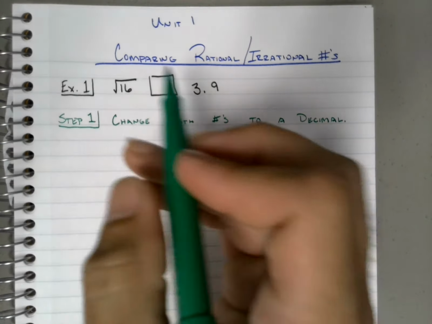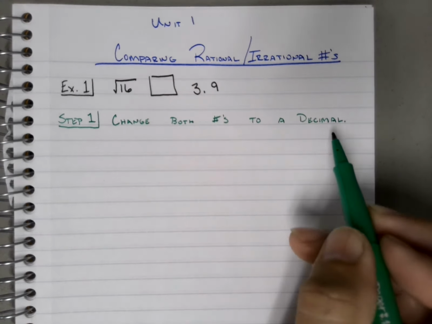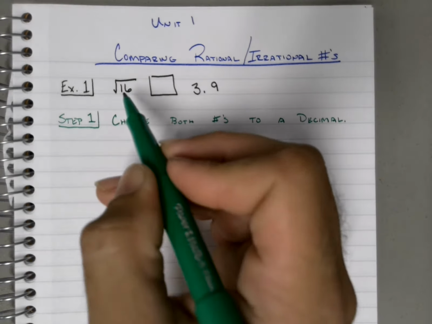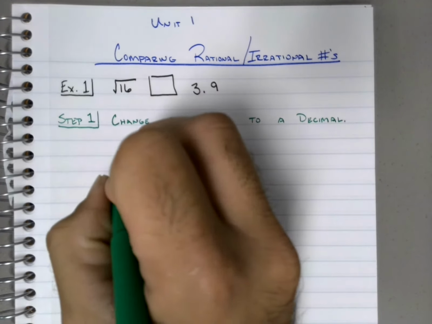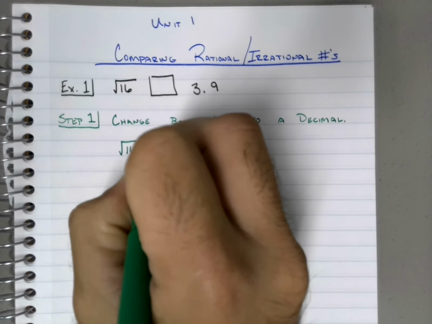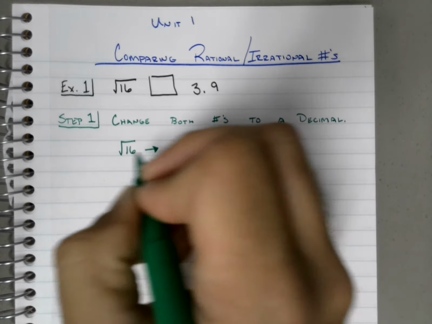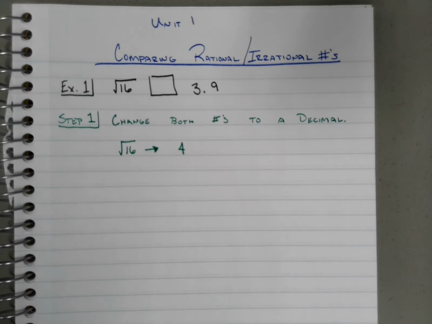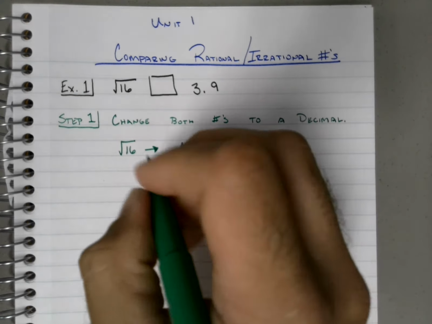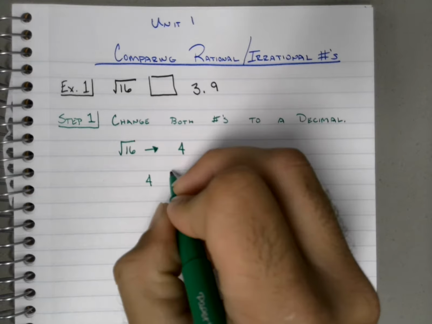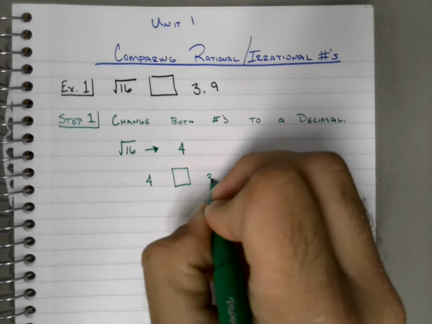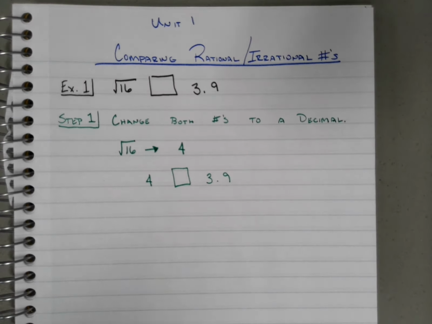So the square root of 16, it's not a decimal. So I would need to convert this, the square root of 16. What is the square root of 16? Well, it is 4, because 16 is a perfect square. 4 times 4 is 16. So now I would be comparing 4 and 3.9.